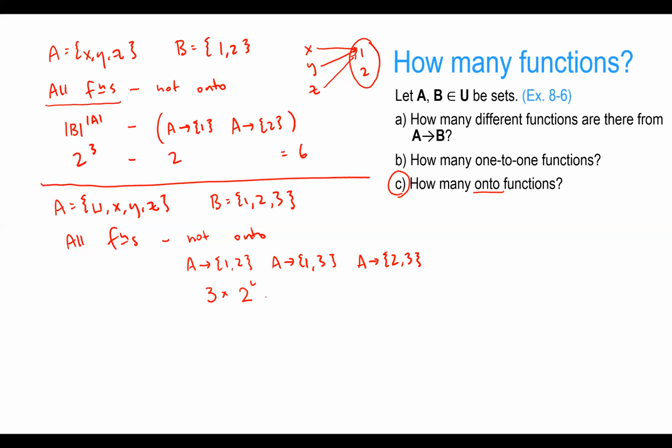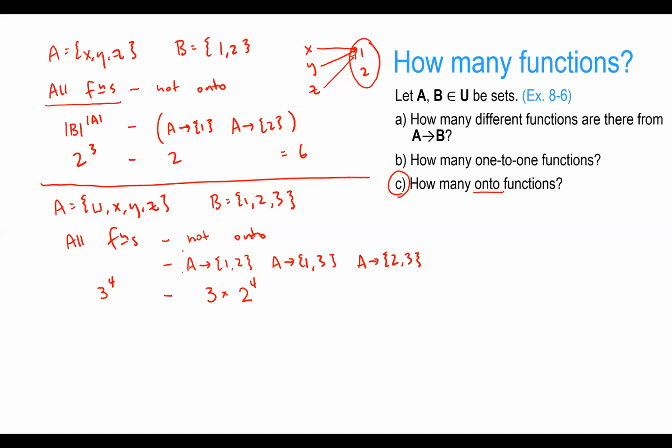All right, so why is it 2 to the 4? We have size of B to the size of A. Okay? So 3 times 2 to the 4. So 3 types of functions, each with 2 to the 4. Now, while we're here, I can take all functions, which is 3 to the 4, and subtract this. All right, now the problem with this is that we've subtracted too much.